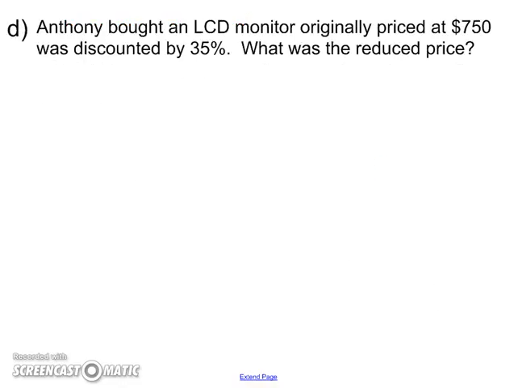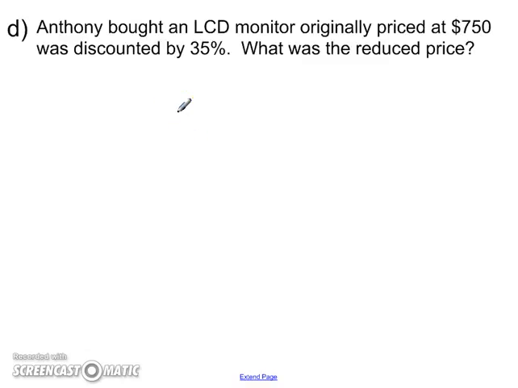So, all right, Anthony bought an LCD monitor originally priced at $750, which was discounted by 35%. What is the reduced price? And I like throwing these things in. We're not actually in this case finding the percent decrease. We're actually being told what the percent decrease is. But I do like to throw these in because these are things that you go into a store and we have to calculate things. We do things with money.